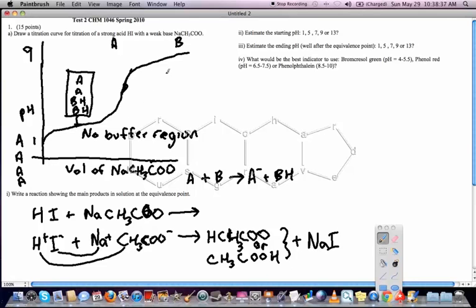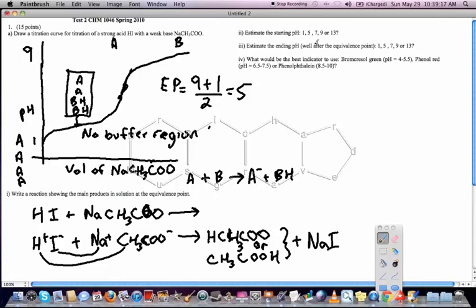Let's see if that matches what we would expect for the equivalence point. We know that we can get the equivalence point by averaging the starting and finishing positions of the pH, and that's going to be about 5. So we'd expect the equivalence point to be weakly acidic, and that's exactly what we get. We get acetic acid, which is a weak acid, and we'll have sodium iodide, which is not going to affect the pH at all. Alright, so that's what we've got for the equivalence point and the reaction, so everything seems to work out there.